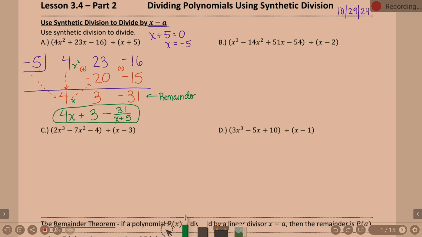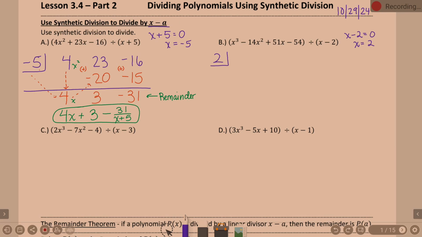Okay, let's try this next one. x cubed minus 14x squared plus 51x minus 54 divided by x minus 2. Okay. What number is going to go in my box? It's going to be 2. Since this is x minus a, we're using the opposite sign here. I think of it as x minus 2 equals 0, so if we're solving, we're going to use 2. So 2 goes in the box, okay?